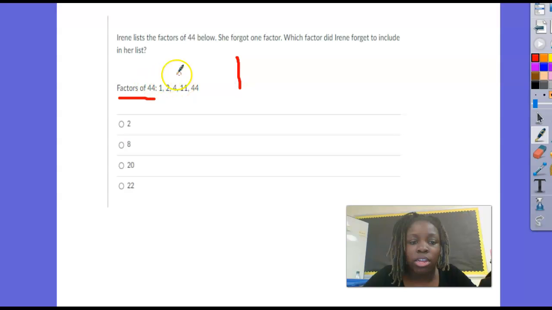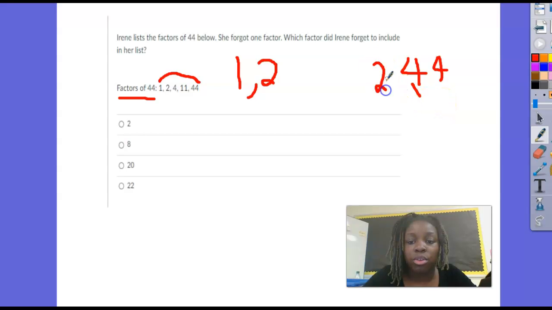So I know she has 1 and 44 because that's what you start with. Then she has 2. 2 times what equals 44? Great. 2 times 22 equals 44. And then you can't do 3 times anything. So then we have 4 times 11. Can't do 5, can't do 6 times anything equals 44, 7, 8, 9, 10. So we stop right there.